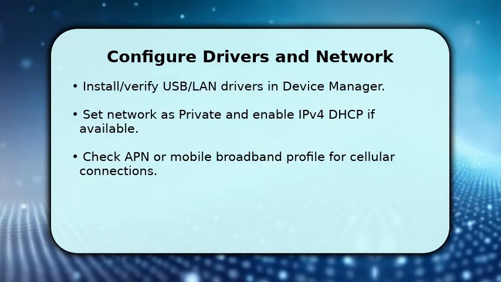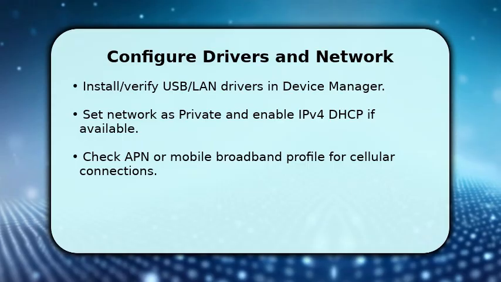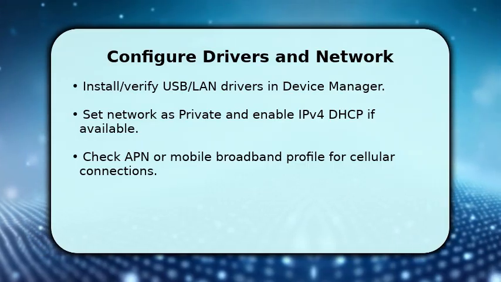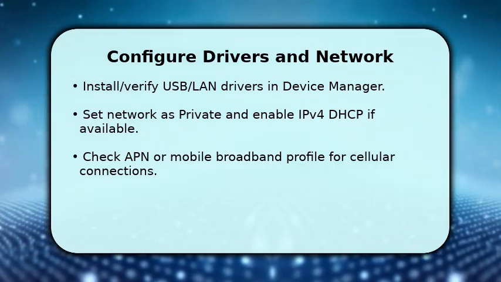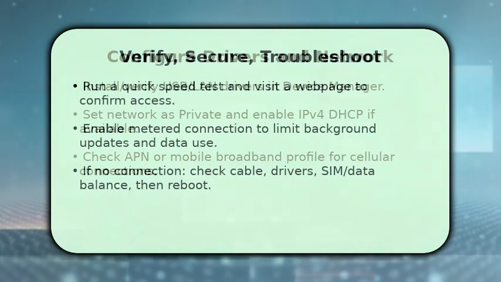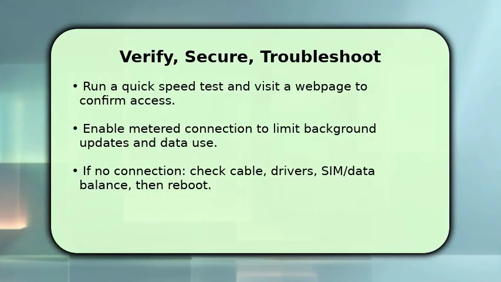For cellular modems, open the mobile broadband settings and verify the APN and credentials. Incorrect APN prevents data. These steps fix the middle step mismatches that commonly block internet after a hardware link. Now verify and lock things down. Open a browser and load a page or run a speed test to confirm connectivity. This validates DNS and routing.